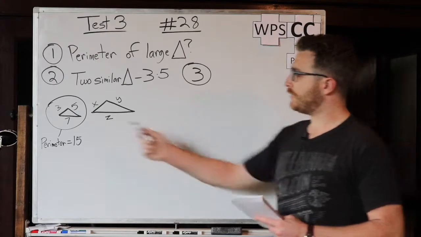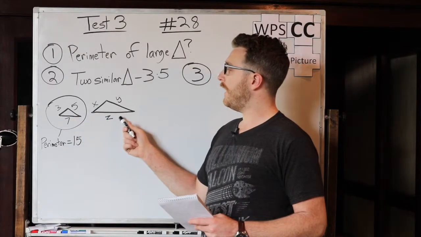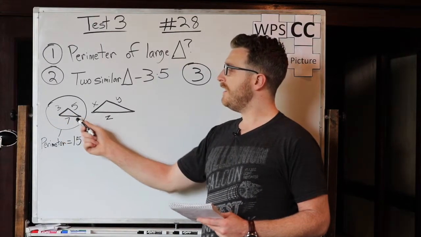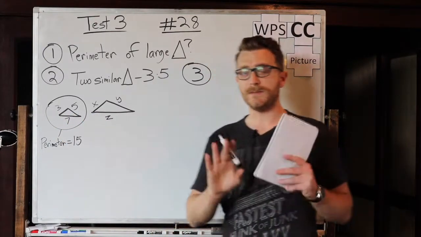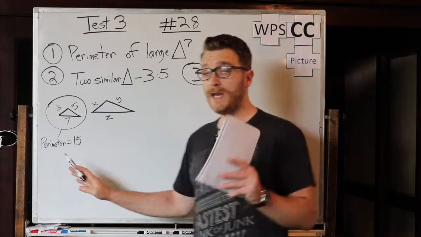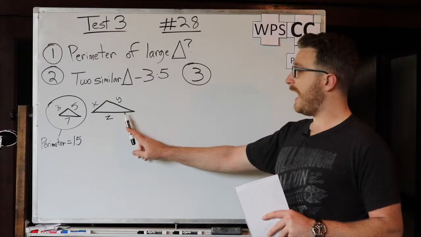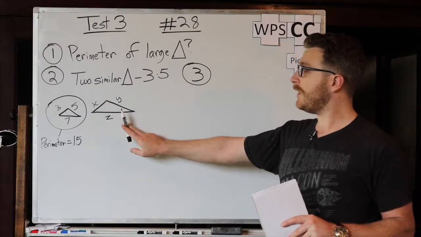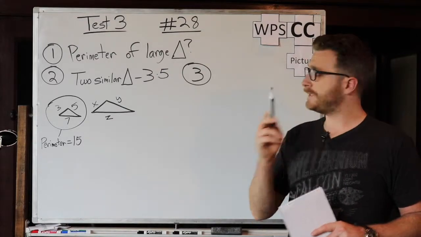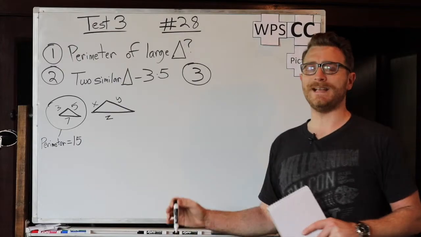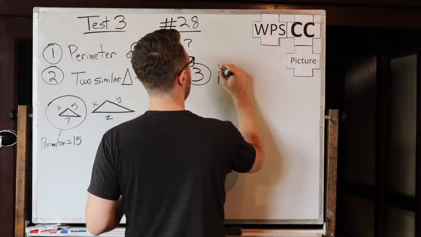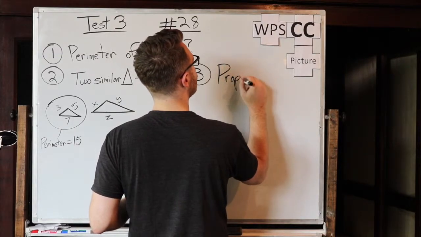Now, here's where I drew a picture of the smaller triangle and the larger. The three sides, we are told, are 3, 5, and 7 on the smaller triangle, giving us a perimeter of 15. We are not given any of the sides here on the larger triangle. But it's similar to other questions when we're looking for the missing side of a triangle. We are going to be in step 3 using proportions.